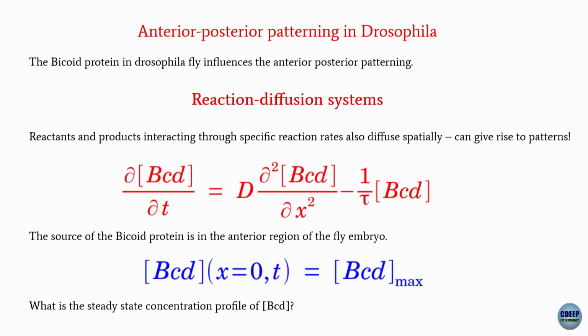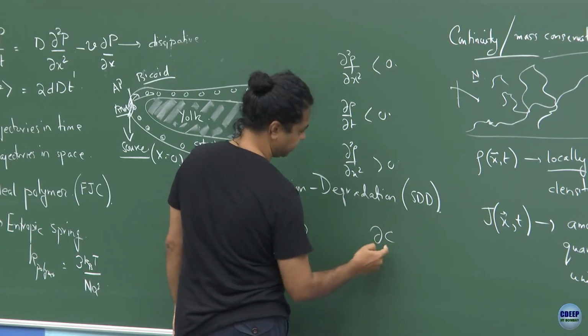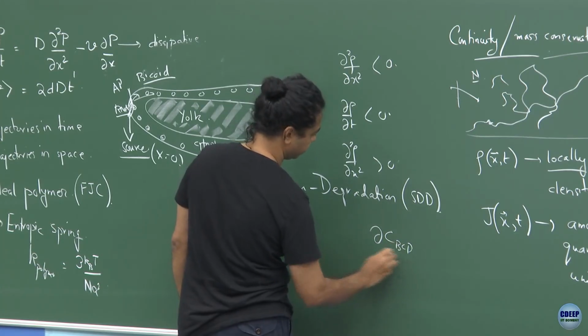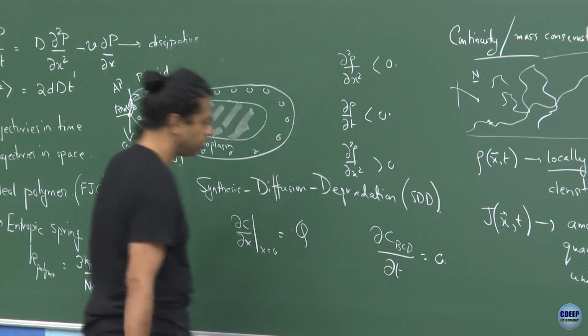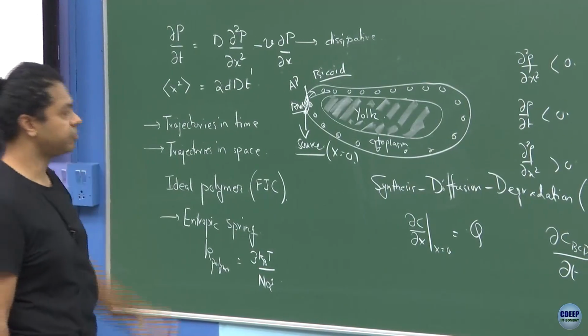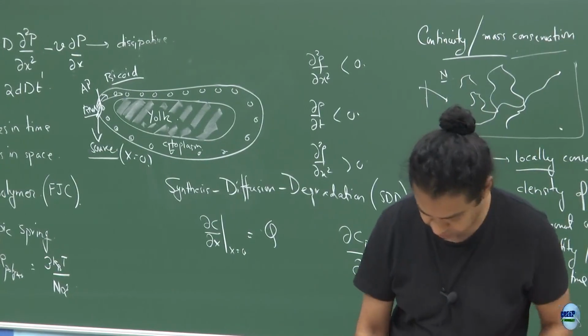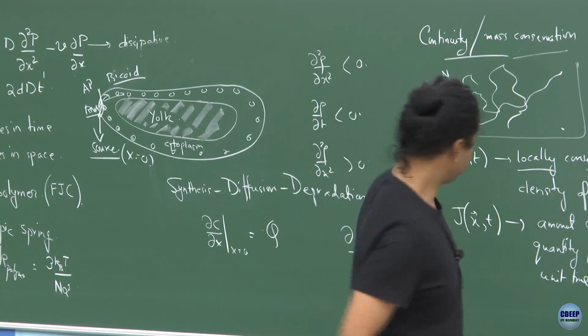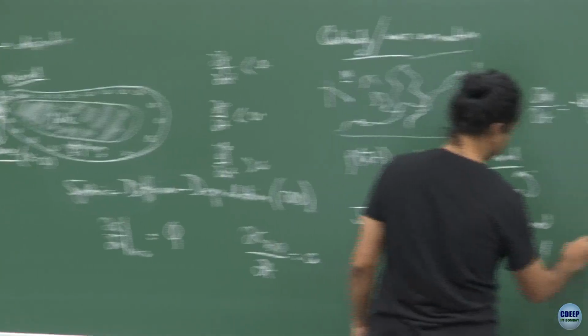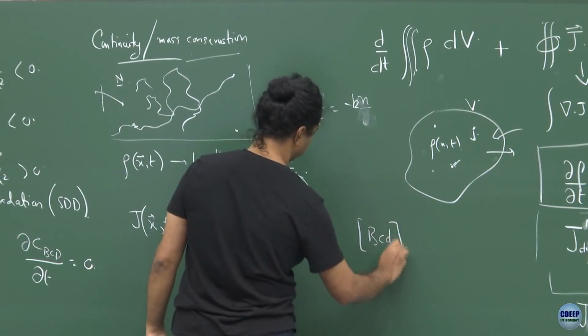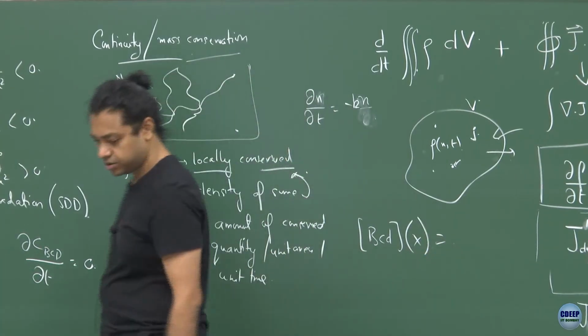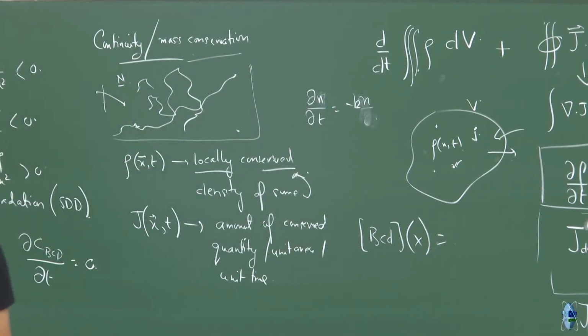Now, you could ask that, given this sort of an equation, what would be the steady state concentration profile of this bicoid protein? The steady state concentration profile is just setting the time derivative to 0. So, if I write some concentration of bicoid to 0 and solve this equation, you will get some sort of a concentration profile for bicoid. What will you get? If I want to solve this equation where the left hand side was 0 and I ask what is the concentration profile of bicoid as a function of x, what would I get?